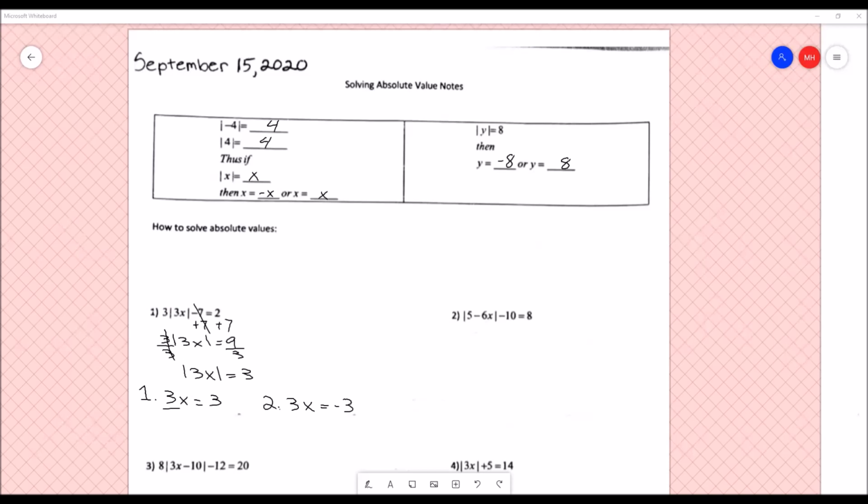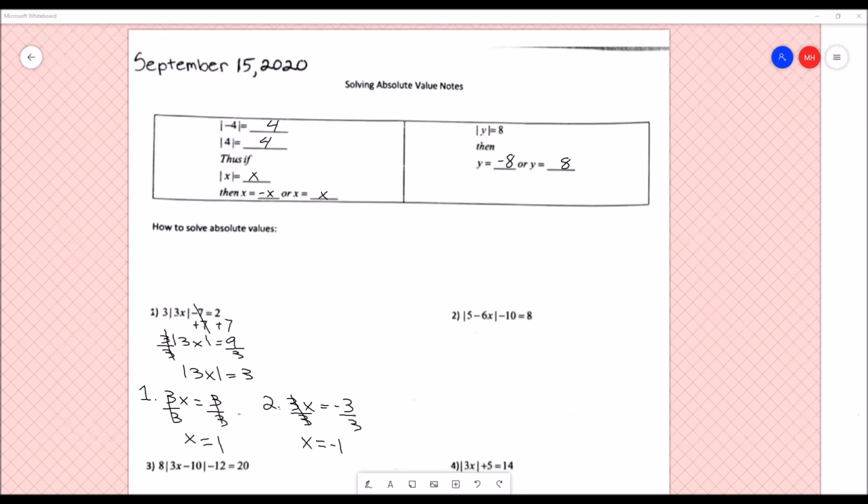So in equation 1, I'm going to divide by 3. I'm trying to get x by itself. My 3's divide out, and I get x equals +1. In equation 2, still dividing by that +3. 3's divide out, I get x. My -3 divided by a +3 gives me a negative answer, and in this case, that's going to give me -1. So my 2 answers are going to be x equals 1 and x equals -1. And you should always check your answers, so you'll take your 2 x values and you'll plug them back into the original equation to see if you get 2 as your solution.